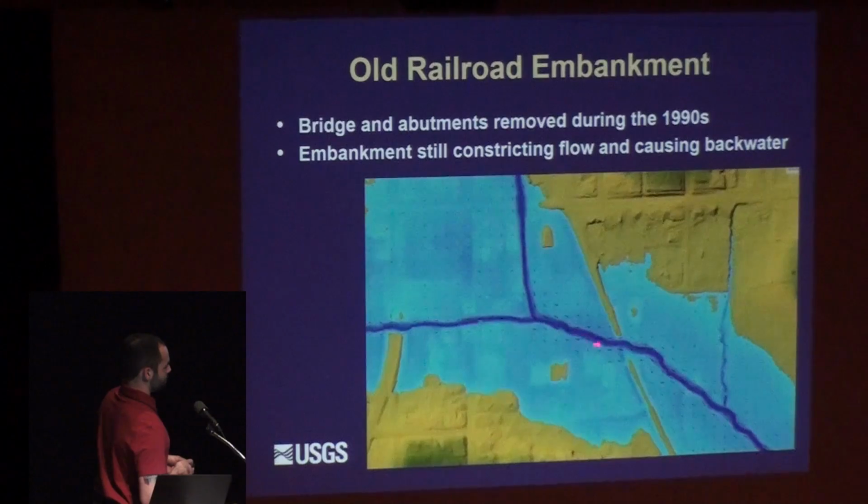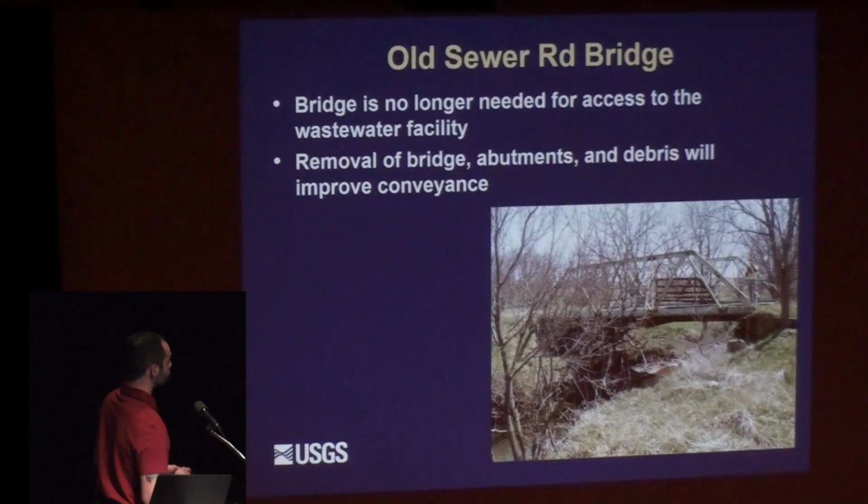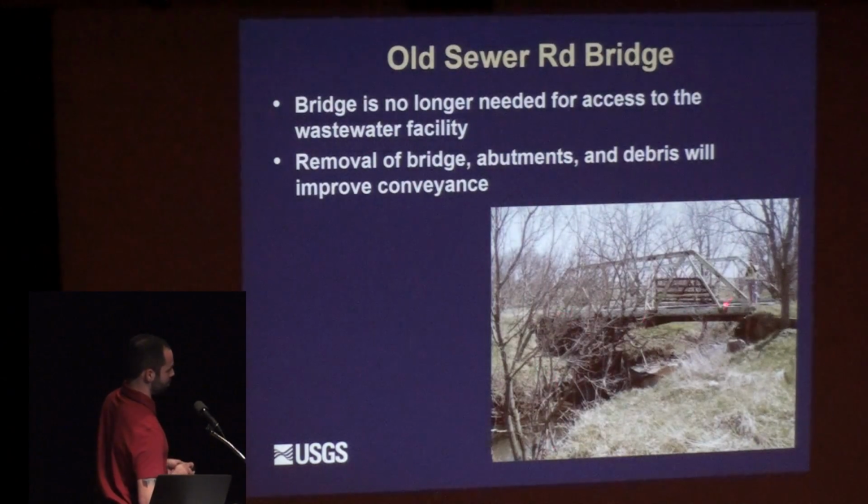This is the railroad embankment that cuts through town, and you can see how it is cutting off the floodplain and why they're getting a backwater effect from that. And this is just the old truss bridge that they no longer use, so if they're not using it, they can take it out and improve conveyance.